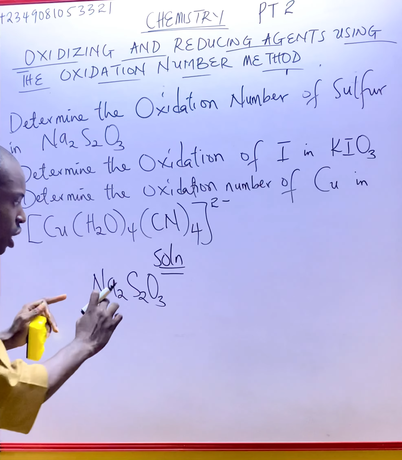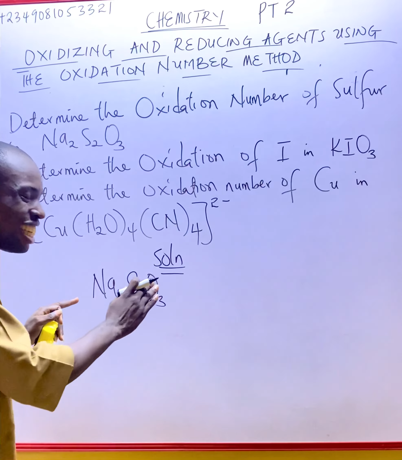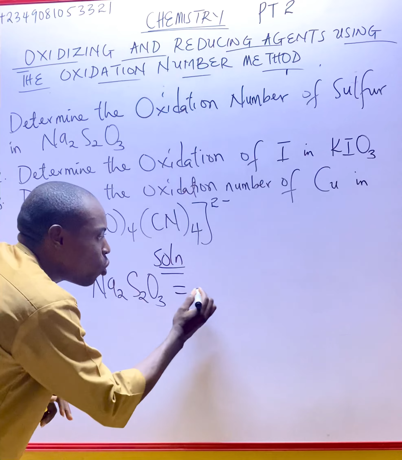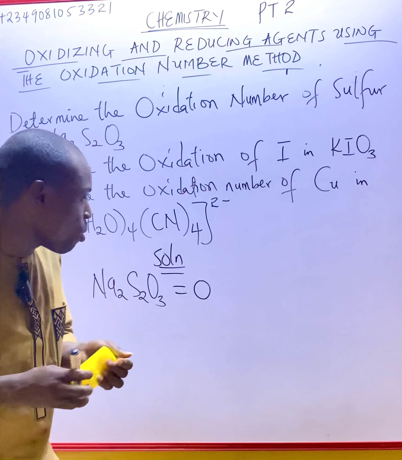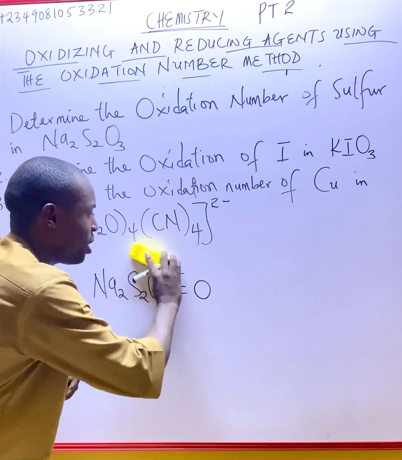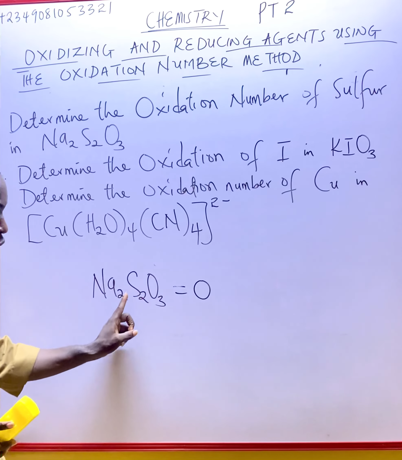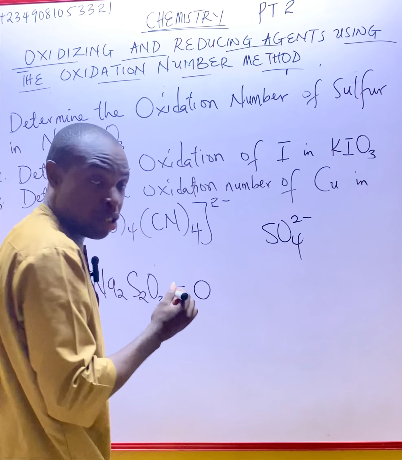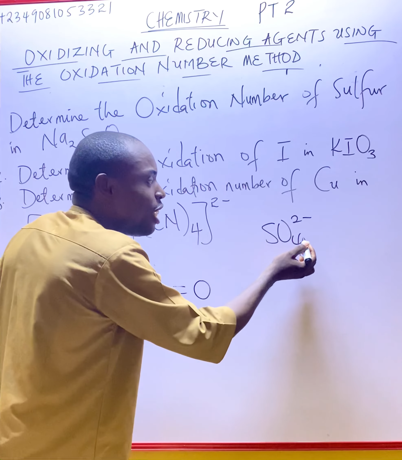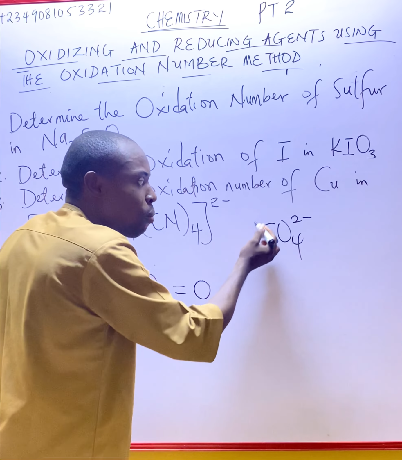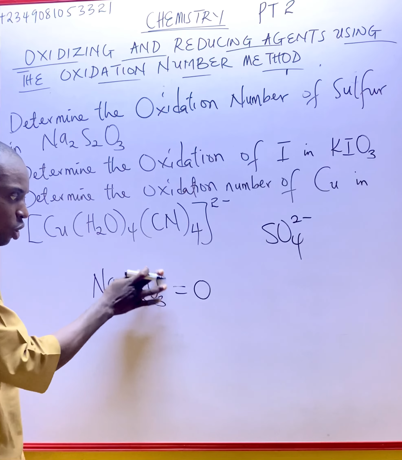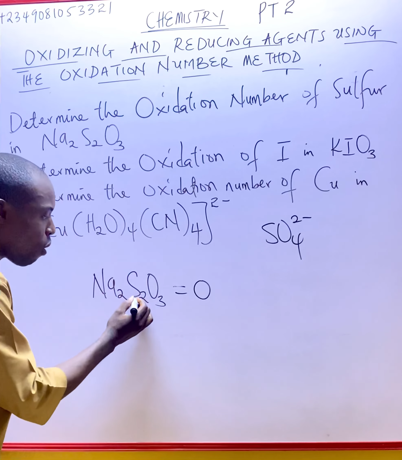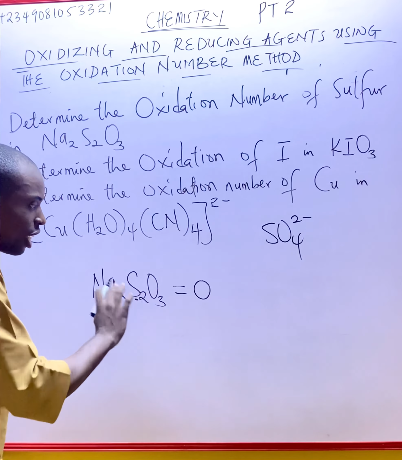Na2S2O3. Now, take note, this is a compound, and this full compound here is equal to 0. Why is it equal to 0? Because there is no charge here. This compound is different from a radical or polyatomic radical. In that case, the total atoms here is equal to the charge. But in this case here, there is no charge. So you first of all say it's equal to 0.